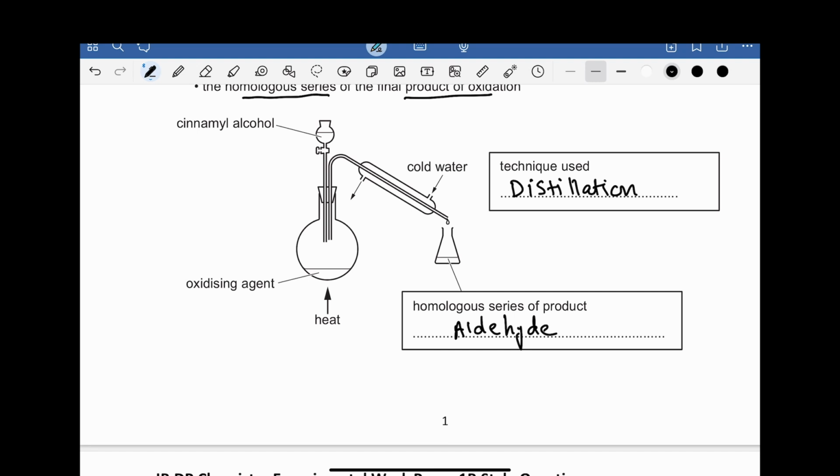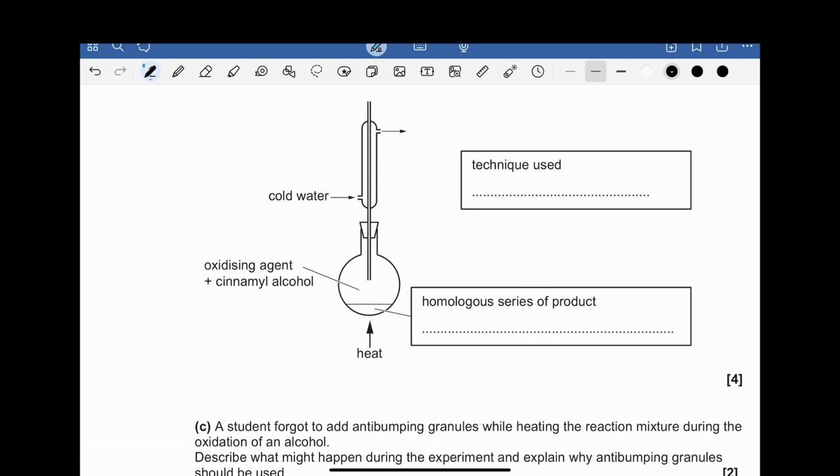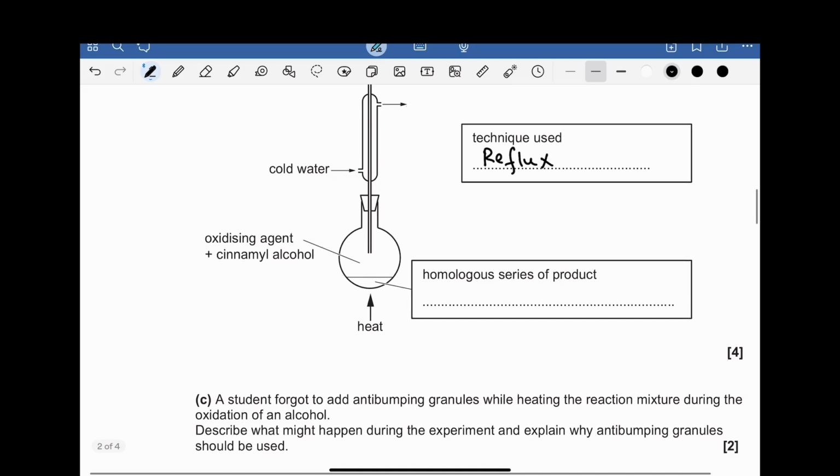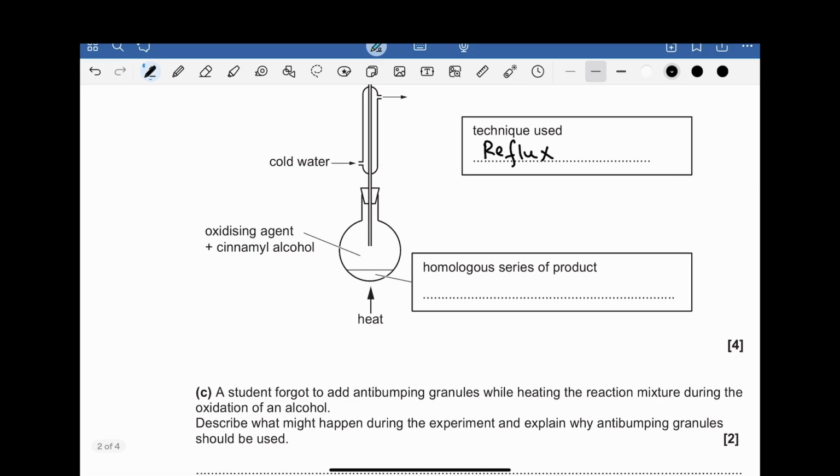With partial oxidation. This setup is called reflux, and oxidation of primary alcohol using reflux produces carboxylic acid, so complete oxidation. So the technique used is called reflux. Continuous boiling and condensation, and the homologous series produced is carboxylic acid.